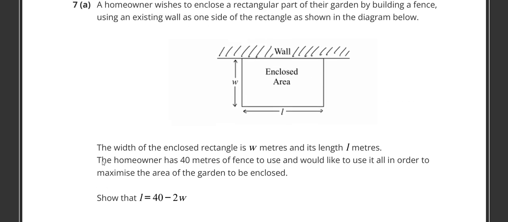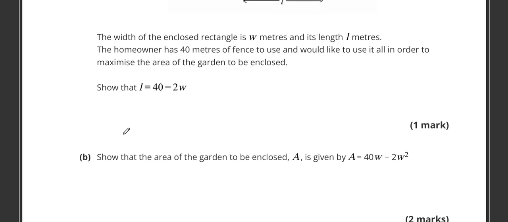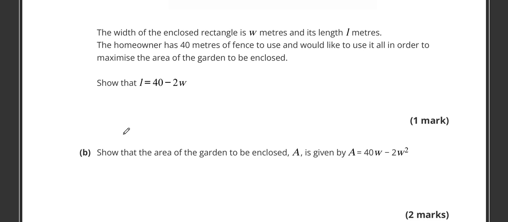For example, if you now see over here, a homeowner wishes to enclose a rectangular part of their garden by building a fence using an existing wall as one side of the rectangle as shown in the diagram below. The width of the enclosed rectangle is W meters and its length is L meters.